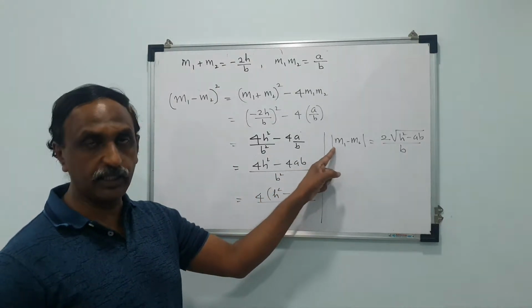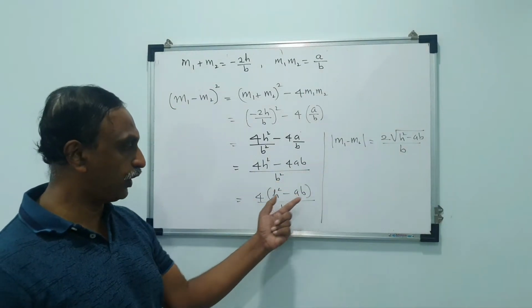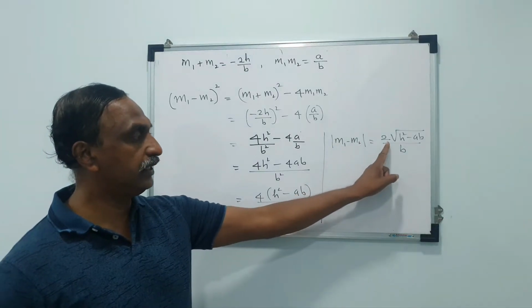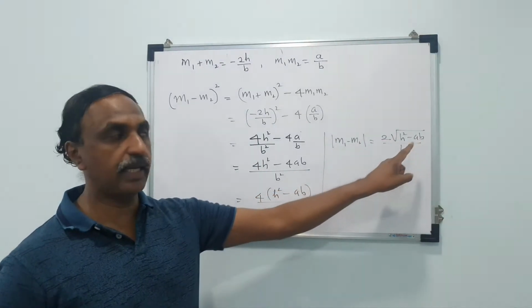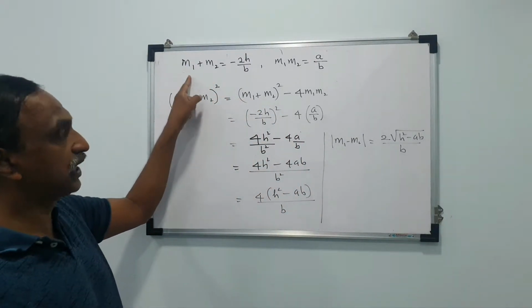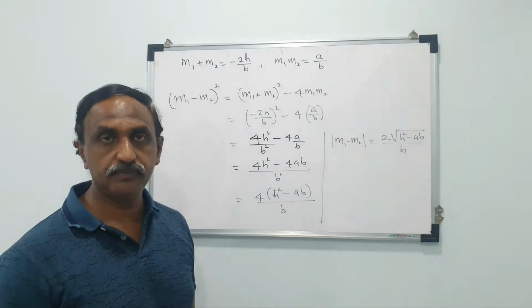What we wanted to calculate is the difference. You know that when you take a square root, you have plus or minus. To avoid the plus or minus, I have taken the modulus. So the difference between the slopes will be 2 root(h² - ab)/b. So three formulae we have learned now: the sum of the slopes, the product of the slopes, and the difference of the slopes.